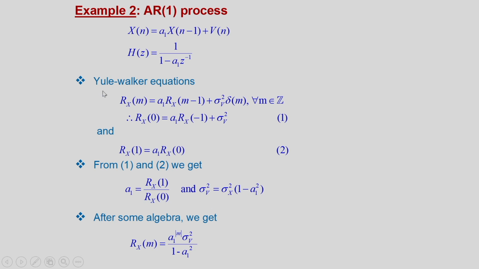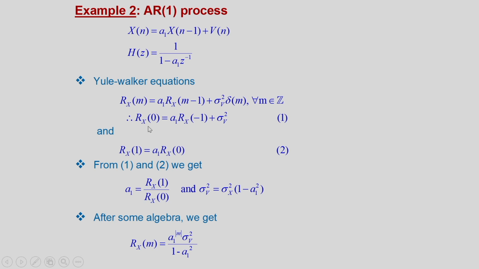Now, we have a difference equation, Rx(m) equal to a1 Rx(m minus 1) plus sigma_v squared into delta(m). This is the difference equation, and I know what Rx(0) is. Rx(0) is related to sigma_v squared: sigma_v squared is equal to Rx(0) into 1 minus a1 squared. Therefore, Rx(0) is equal to sigma_v squared divided by 1 minus a1 squared.